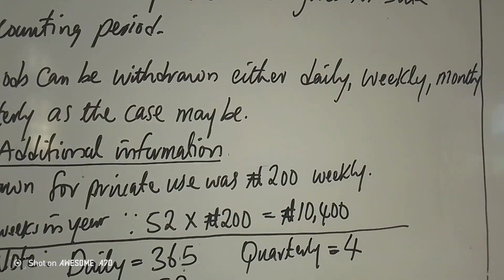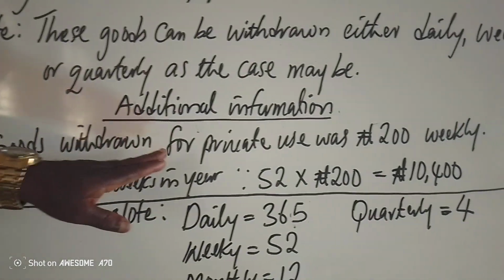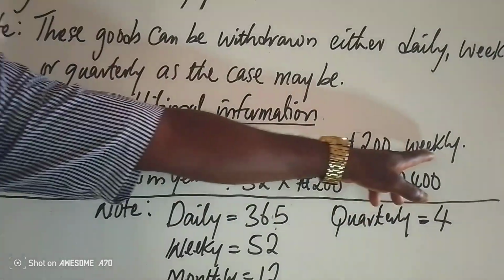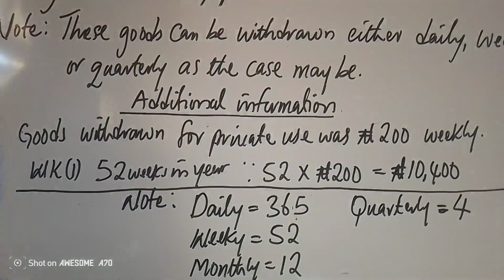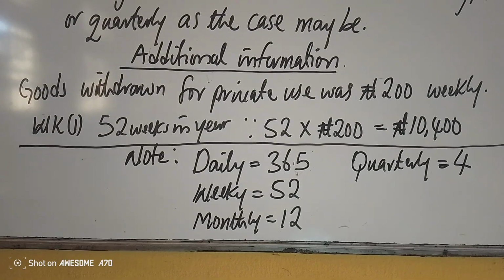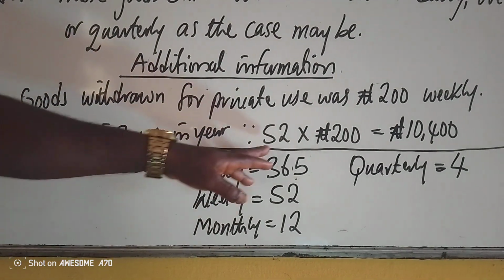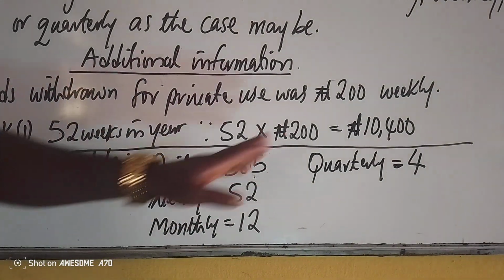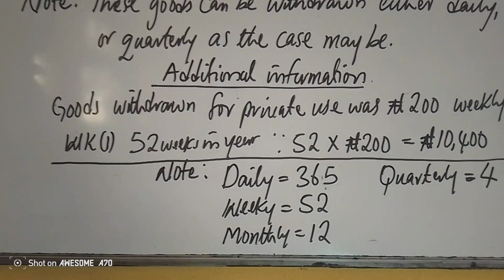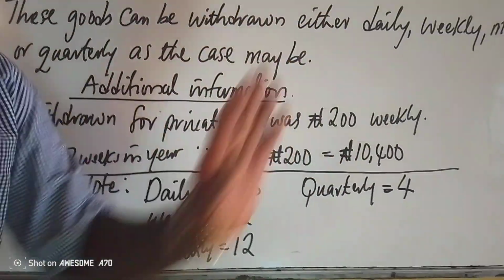Let's look at a given additional information. Take it that in a given question, goods withdrawn for private use was 200. But look at what is added there: weekly. Weekly means you must know the number of weeks in the accounting period, or in a year. So to work it out, you say 52 weeks in a year. Therefore, 52 times 200 taken weekly will give you 10,400. Meaning the value of the goods withdrawn from the business for private use was 10,400.